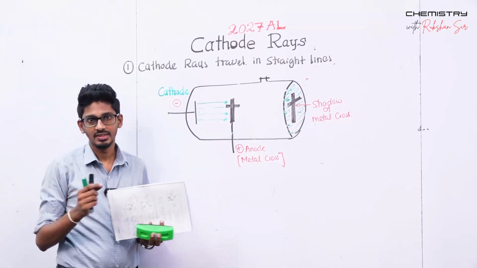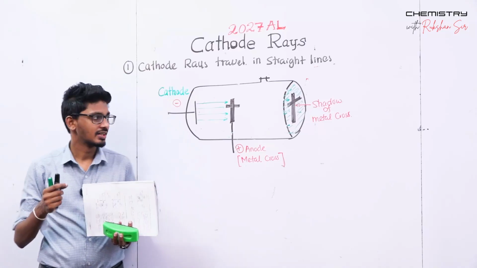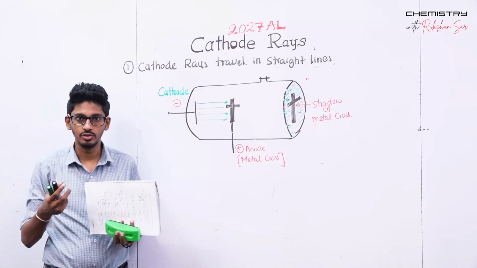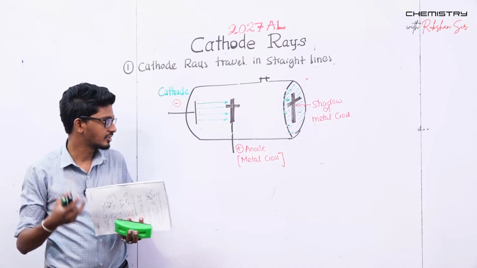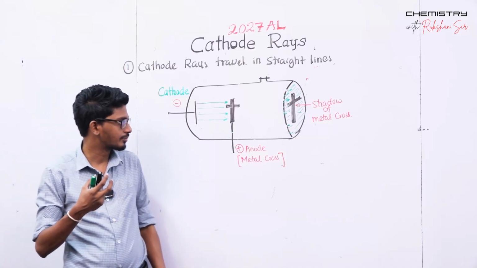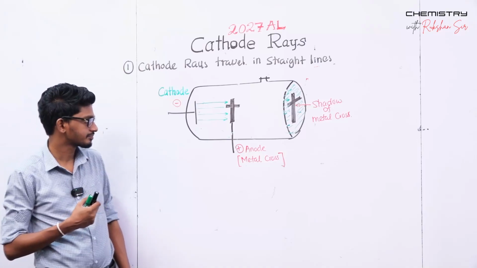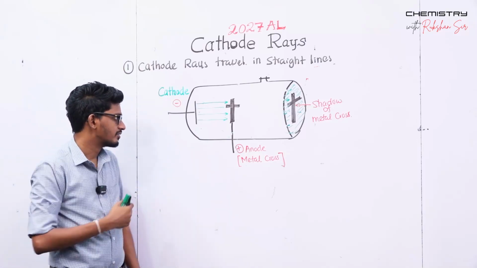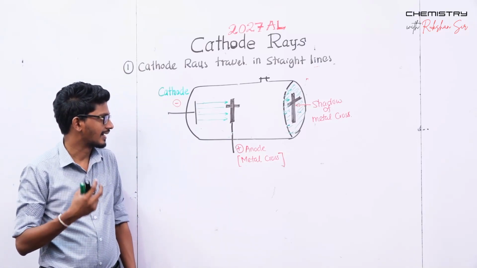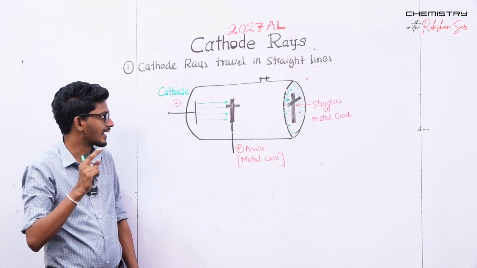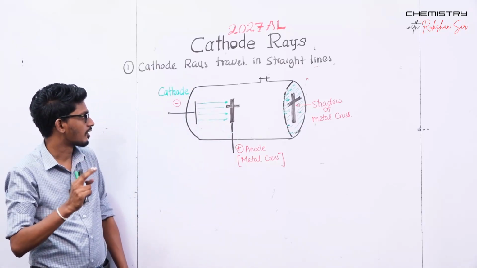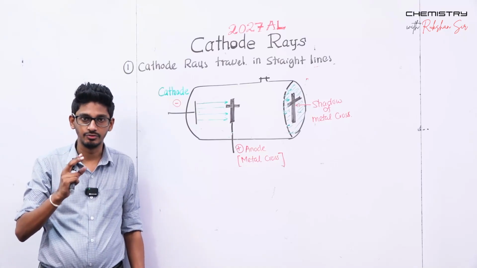This observation gives another kind of conclusion. What is that? With this experimental setup and this observation, we can say another thing. One thing is that cathode rays travel in straight lines. The other thing is that we can say the cathode rays are emitting from the cathode.